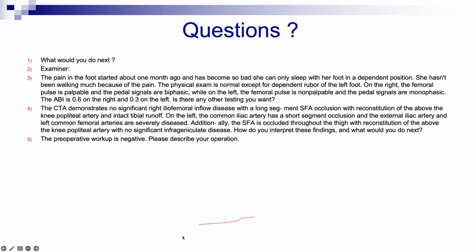Then loop it. We will control it. Then we'll do a longitudinal incision from the femoral artery to the bifurcation. Then we'll do an endarterectomy by removing the plaque.